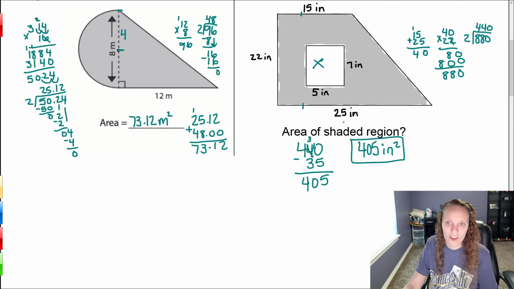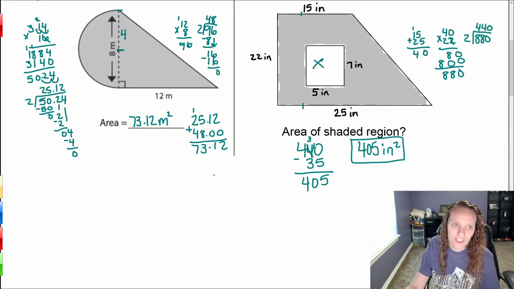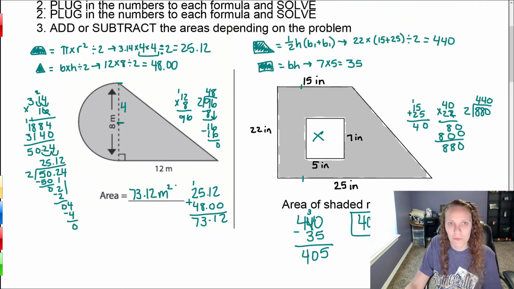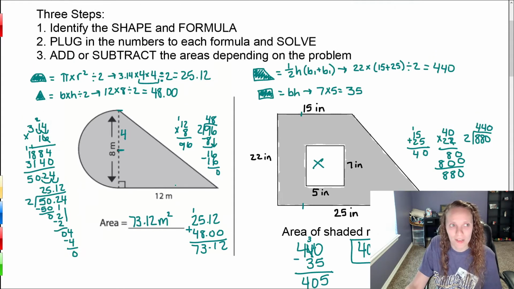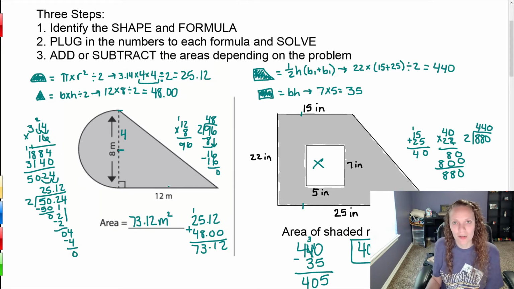Okay guys, that's solving for area of composite figures. Composite figures have more than one shape pushed together to make a picture of something. Remember, there's 3 steps. Identify your shape and formula, plug the numbers in and solve for each shape, and then we have to add or subtract the areas together depending on what the word problem is wanting us to do.